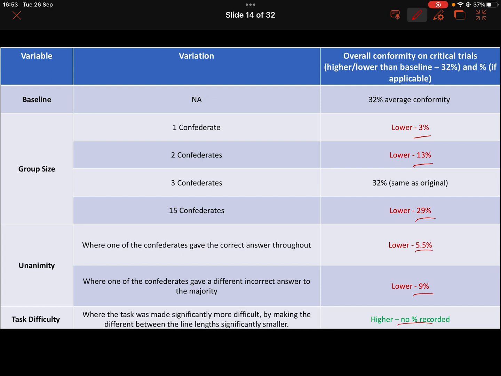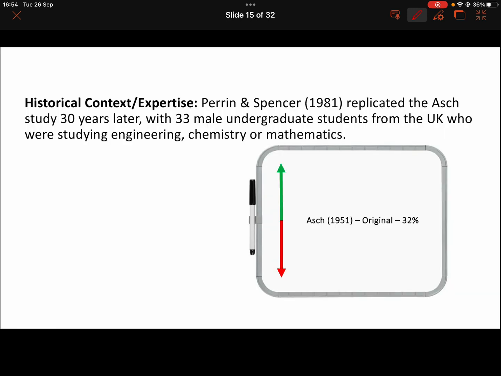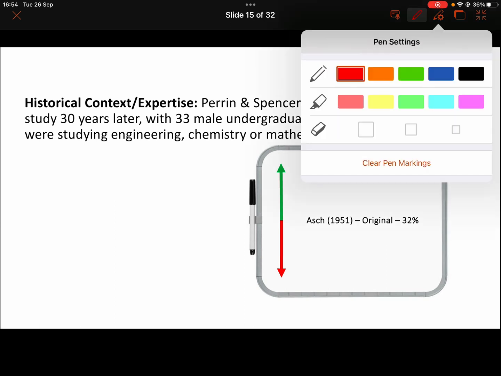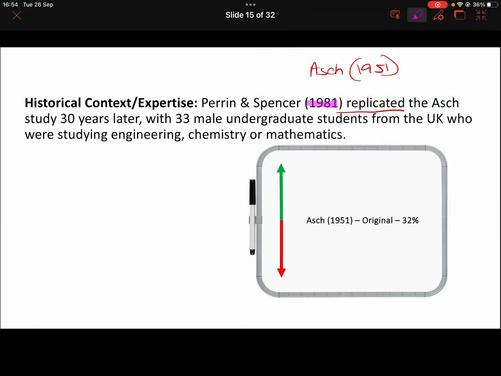So there are 3 variables tested by Asch: group size, unanimity, and task difficulty. Strictly, they're the only ones that you're going to get asked about in any exam. But at this point, I just want to introduce you to another couple of studies or variations that we are going to be learning about later on in this topic. So here is a replication study of Asch. They performed an Asch-like task. Asch's study was in 1951. This study was in 1981, so it was 30 years later.